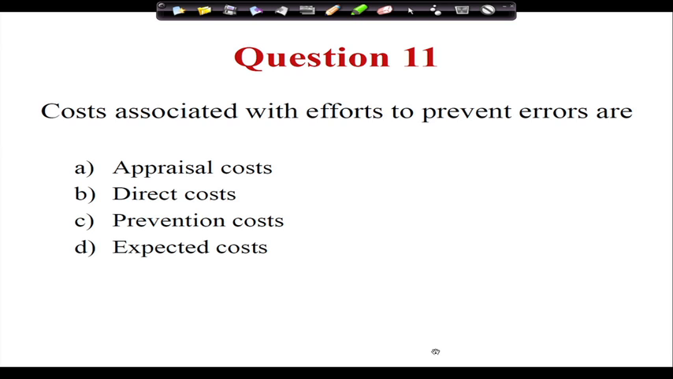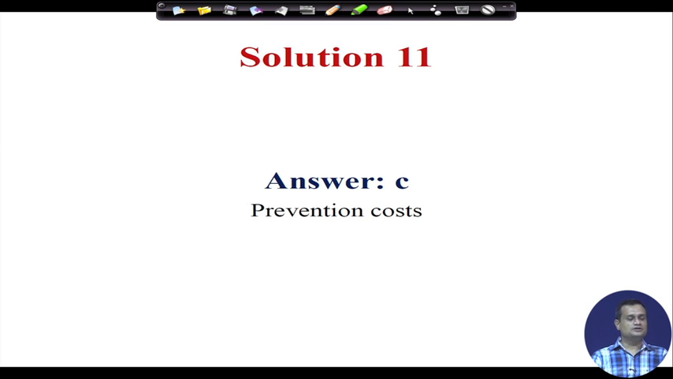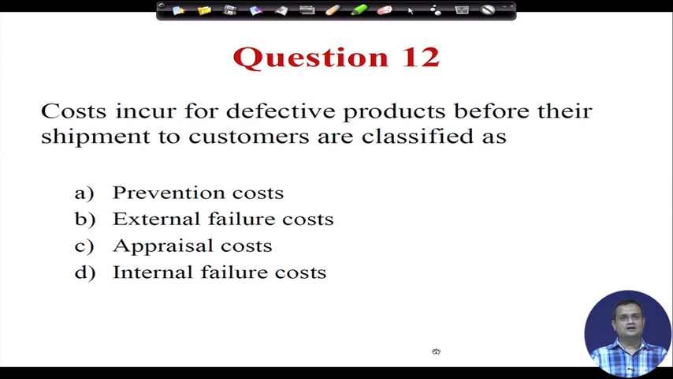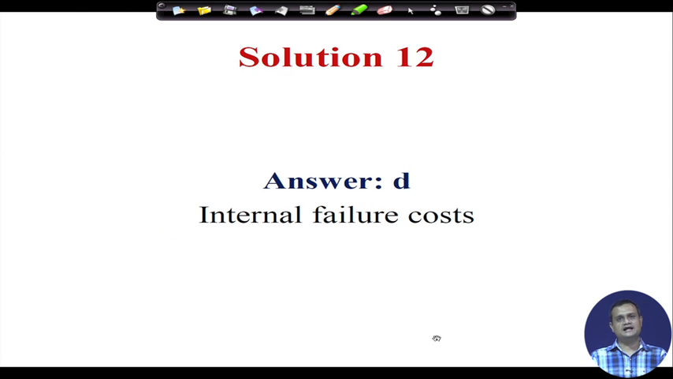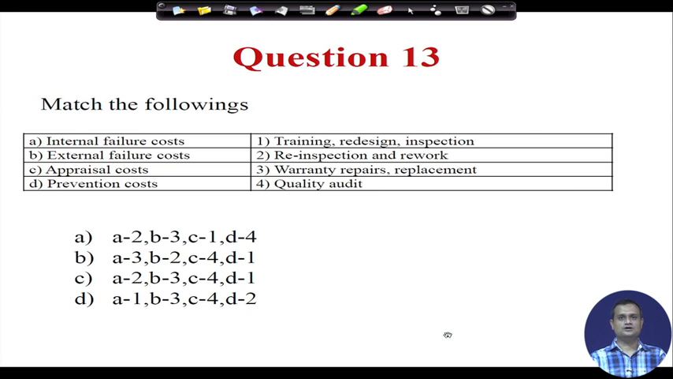Question 11. Cost associated with efforts to prevent errors are: appraisal cost, direct cost, prevention cost and expected cost. So, the correct answer is C, prevention cost. Question 12. Costs incurred for defective products before their shipment to customers are classified as: A, prevention cost, B, external failure cost, C, appraisal cost, D, internal failure cost. So, the correct answer is D, internal failure cost.